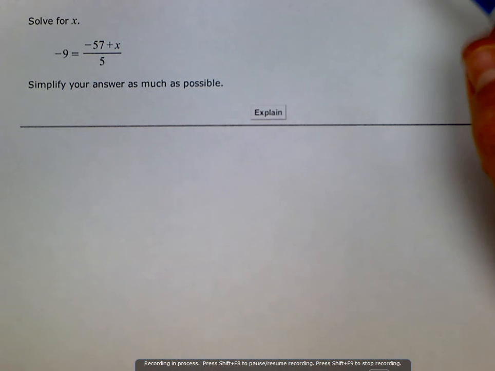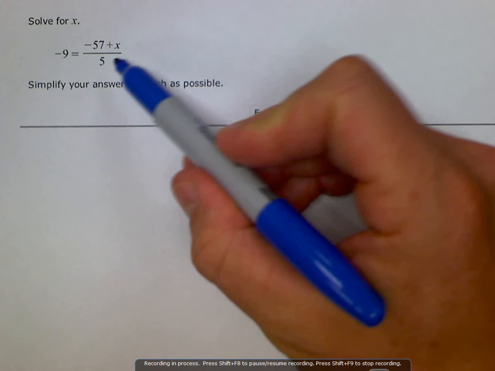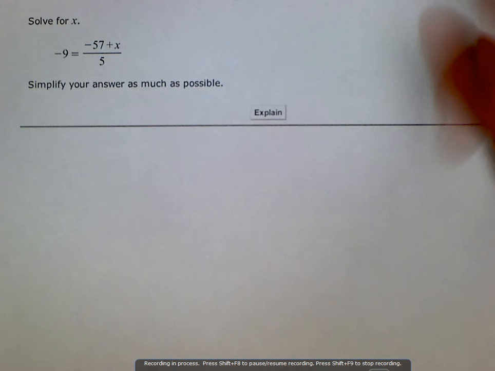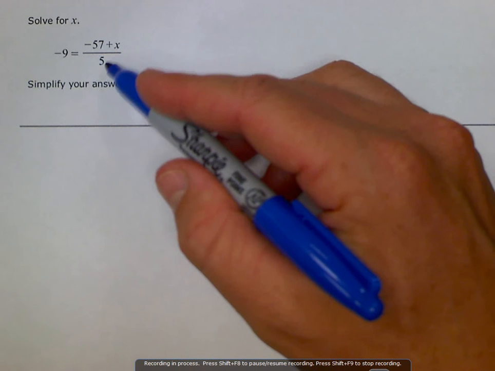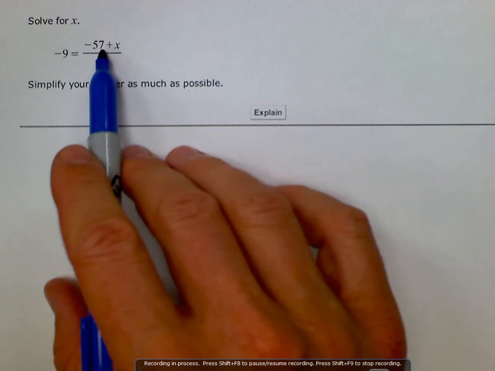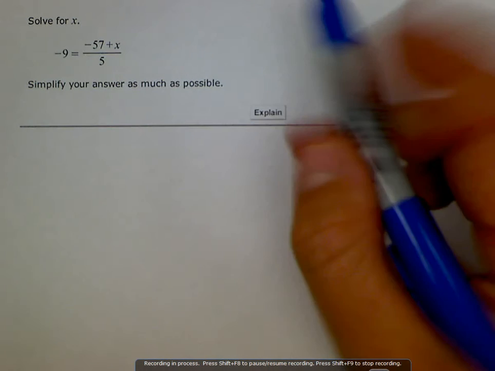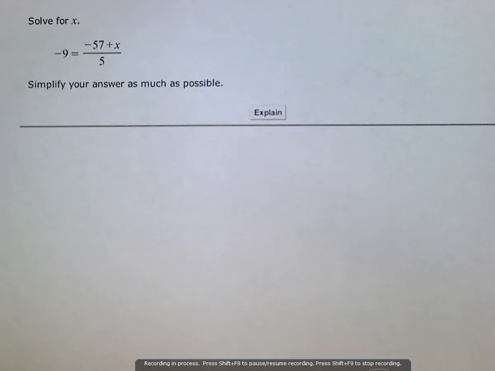So the first thing I see over here is I see a large fraction bar I want to get rid of. I've got a 5 on the bottom as a denominator. Well, the opposite operation of 5, notice that I can't simplify here on the top. Negative 57 plus x, I can't combine those. Those are not like terms. So I'm going to go ahead and start using opposite operations.